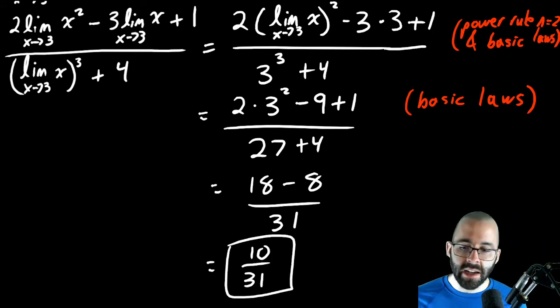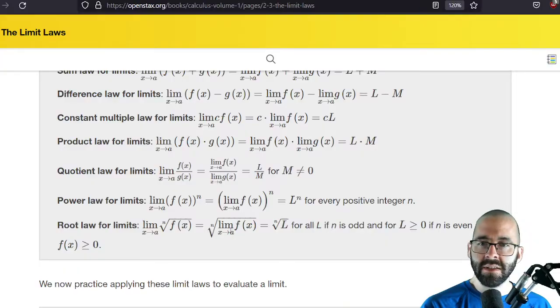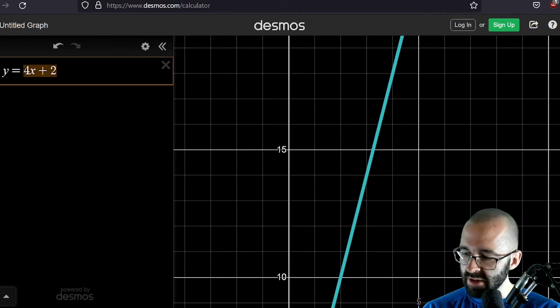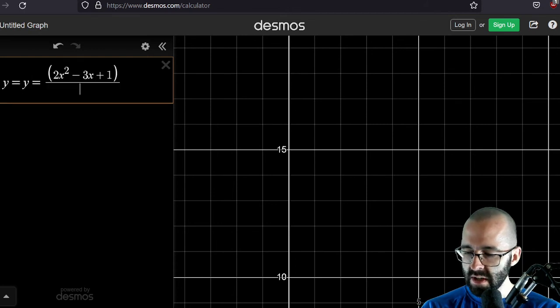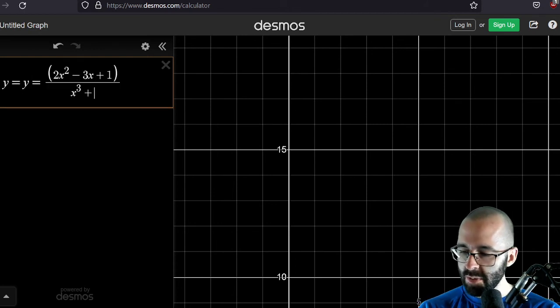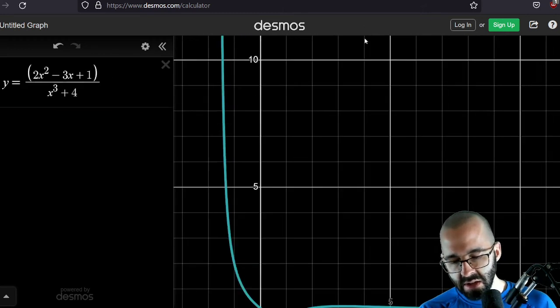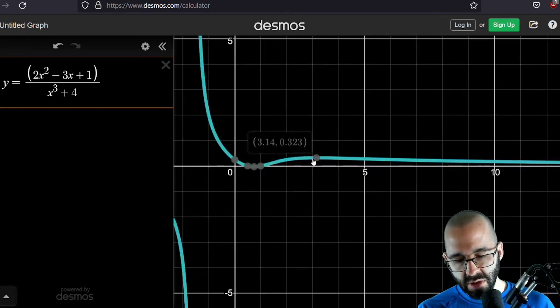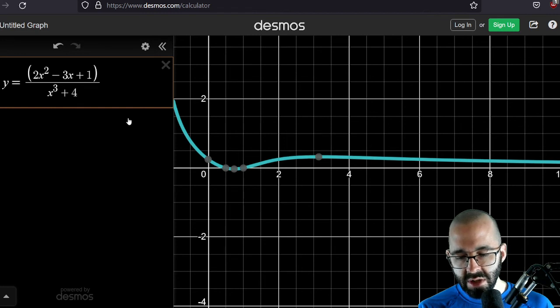We'll want to check our answer whenever we can. 10 over 31 is a bit odd. So it's especially a good idea to check this one if you're a little nervous. This was the problem. This was the function 2x squared minus 3x plus 1 divided by x cubed plus 4. And we're curious about what does this function do as x gets close to 3? Well, as x is getting close to 3, not pi, the function is getting to about 0.323.